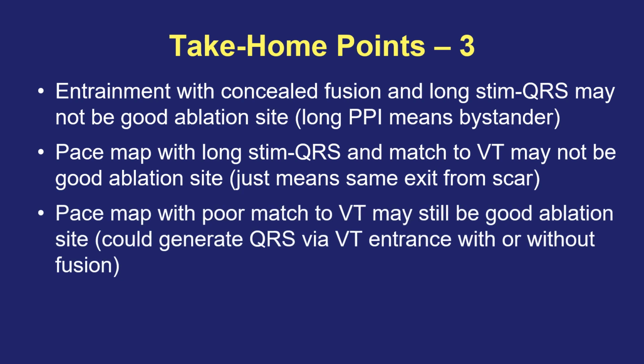But conversely, if you have a pace map with a poor match to the VT, it still could be a good ablation site, because it could generate a VT that's going out the entrance with or without fusion going out the exit as well. And if the shape is different, it still could be in a critical isthmus. So don't be discouraged if you pace from a site with a long stim to QRS and the shape looks different from the VT. That still might be critical to the VT circuit. So you should put them into VT if they can tolerate it and do entrainment.